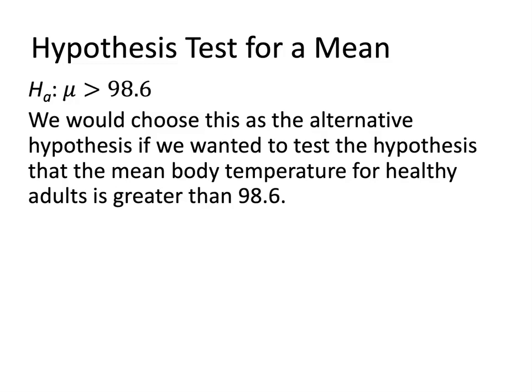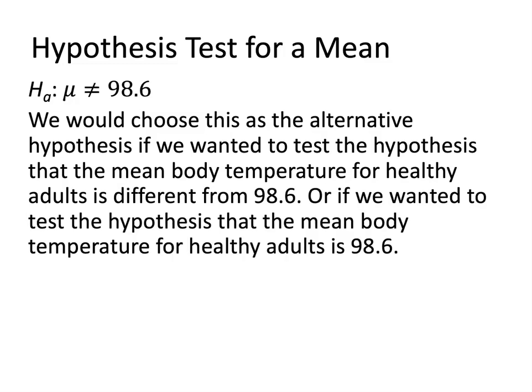We would choose this, mu is greater than 98.6, as the alternative hypothesis if we wanted to test the hypothesis that the mean body temperature for healthy adults is greater than 98.6. We would choose this, mu does not equal 98.6, as the alternative hypothesis if we wanted to test the hypothesis that the mean body temperature for healthy adults is different from 98.6, not equal to 98.6. Or if we wanted to test the hypothesis that the mean body temperature for healthy adults is 98.6.